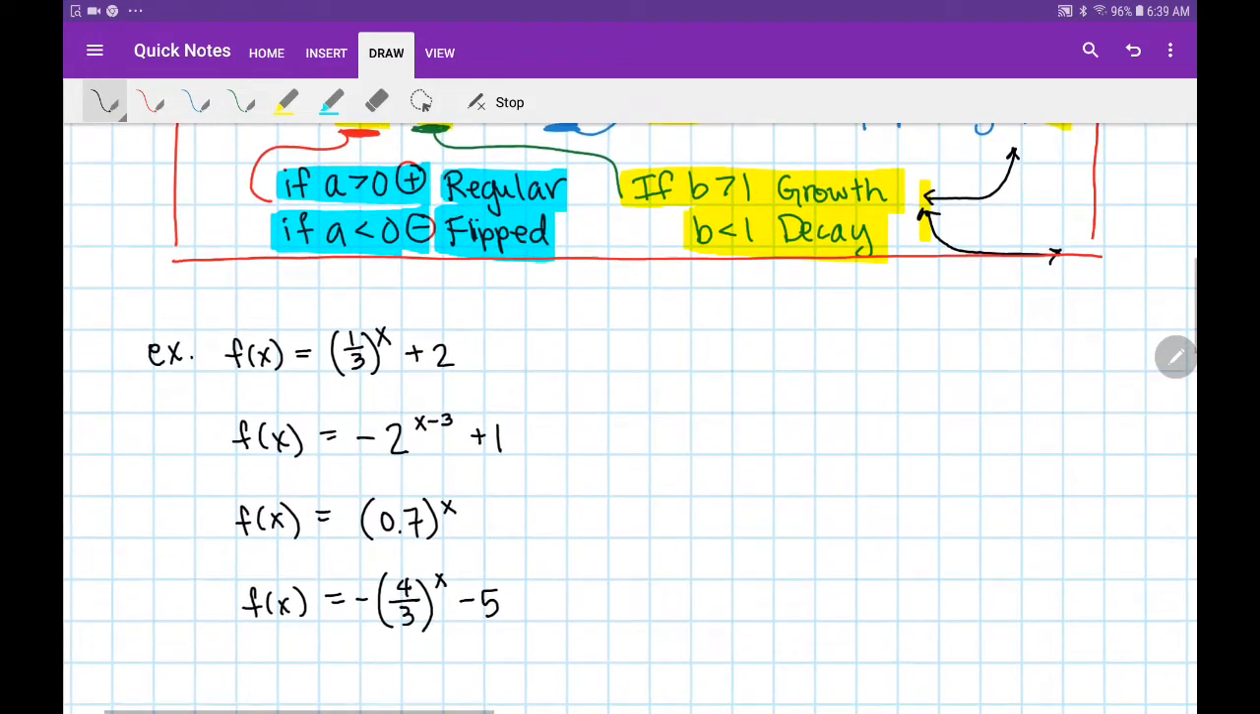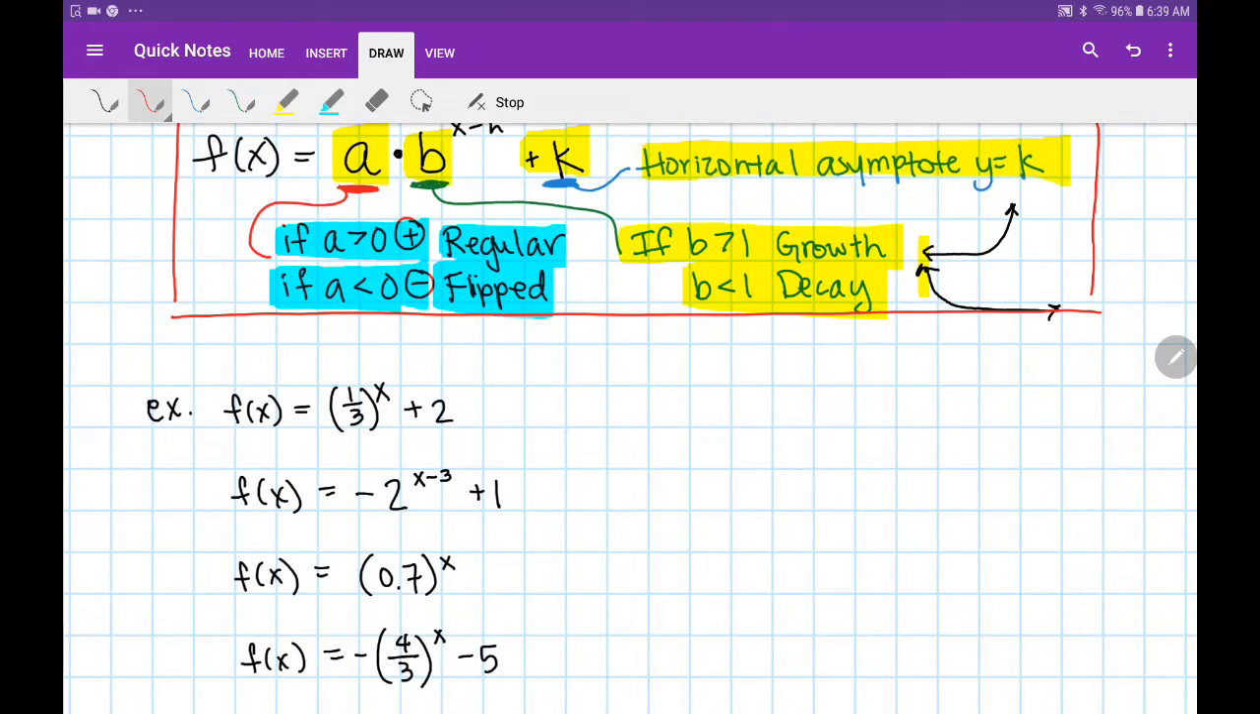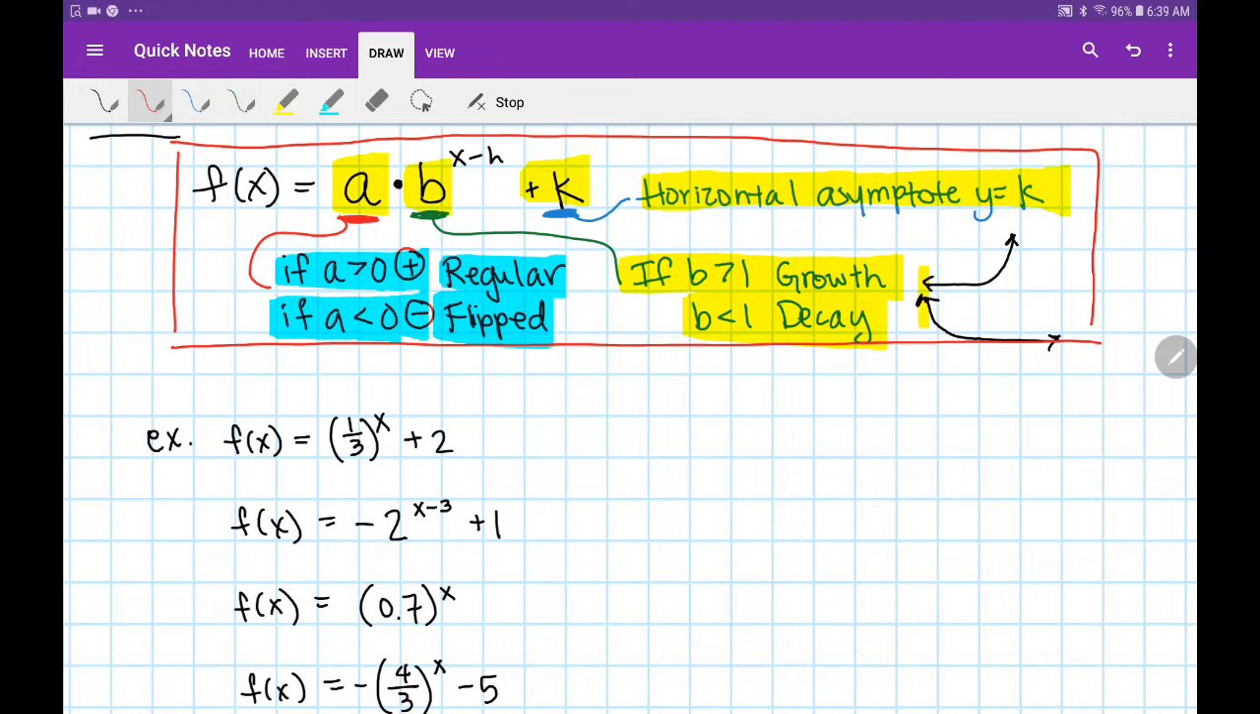So I'm looking at these examples here. I have f of x equals 1/3 to the x plus 2. So let's apply our knowledge. So first of all, notice that our base is a fraction and that fraction is less than 1. So automatically, I know I have a decay graph because my base is less than 1. Next, I'm checking out in front. I notice that there is no number out in front. There's no coefficient. So that means that that number is actually positive.